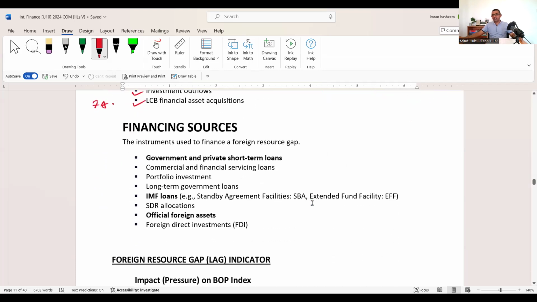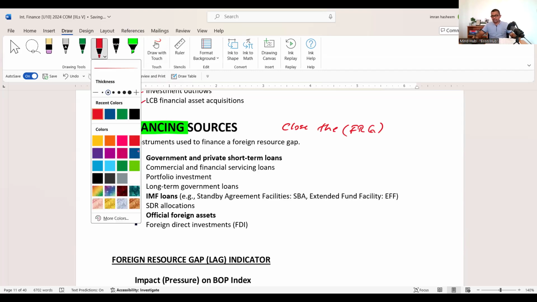In Sri Lanka, obviously, we have a negative foreign resource gap where the inflows are much lesser than the outflows. So how do we? The word is financing or closing the gap. How do we simply close the foreign resource gap, FRG? How do we close the foreign resource gap? We need to bring money in. How do we bring money in? Main things are in bold lettering, right?